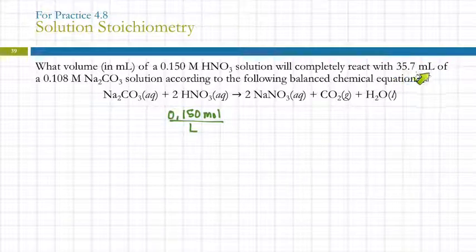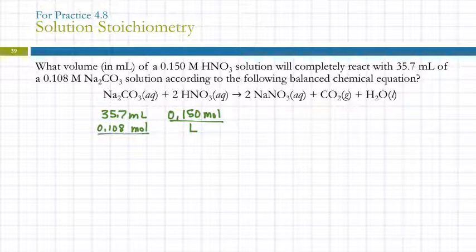And then I've got another number, 35.7 milliliters of Na2CO3. So 35.7 milliliters of that. And it's also giving me a concentration. Moles per liter. So overall, plan for stoichiometry, grams to moles to moles to grams.